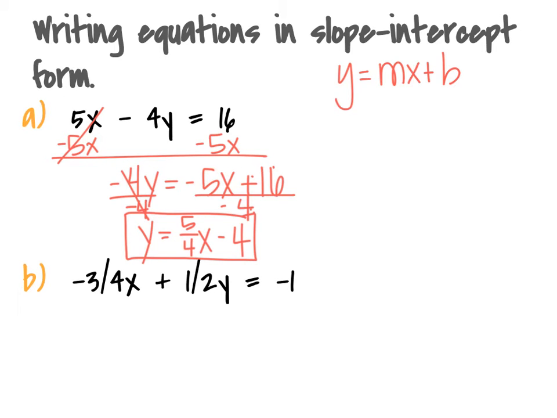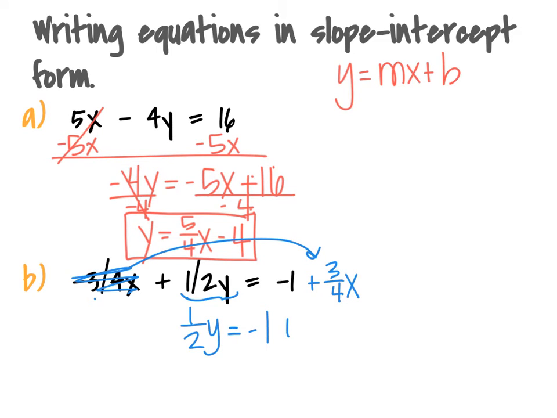Okay, B, we want to get y by itself. So I'm going to move this to the other side. Since it's minus 3/4 x on that side, you're going to add 3/4 x to the other side. Now I have 1/2 y equals negative 1 plus 3/4 x. If you look at slope-intercept form, the x comes right after the equal sign, so I really need to swap these two numbers around. So I'm going to rewrite that: 1/2 y equals 3/4 x minus 1.